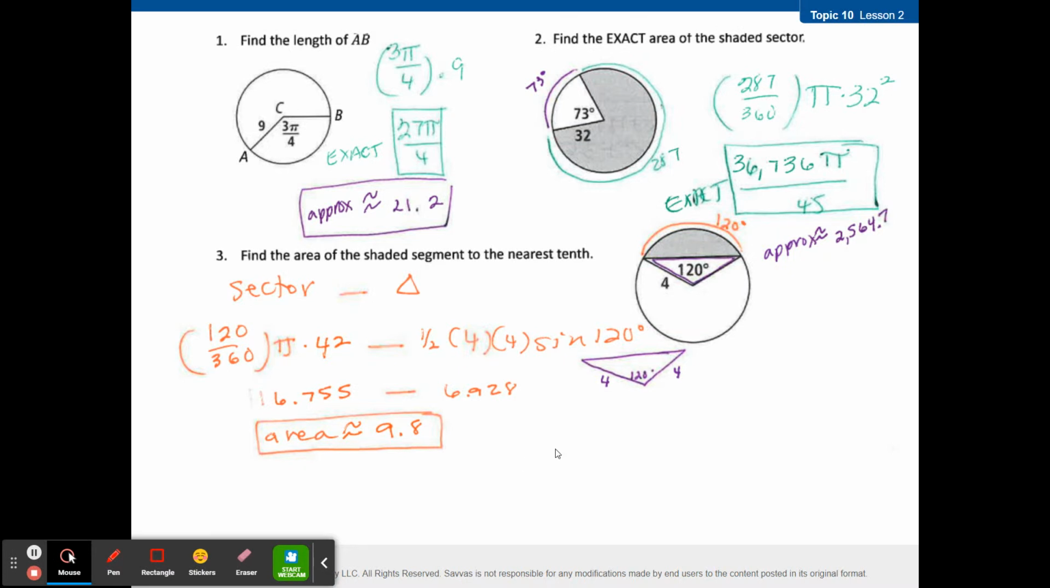All right, show of hands. This is 6.9. That's a 9, FYI. 928.